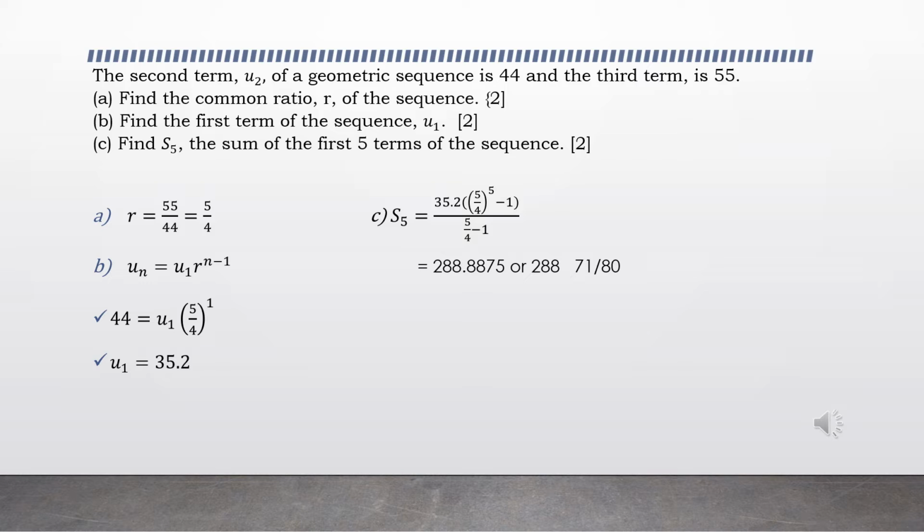Find S sub 5 or the sum of the first 5 terms of the sequence. Substituting the values for the formula of S sub n, we have S sub 5 equals 35.2 multiplied by 5 fourths raised to 5 minus 1 over 5 fourths minus 1. That gives us an answer 288.8875 or 288 and 71 over 80. This is an exact answer.